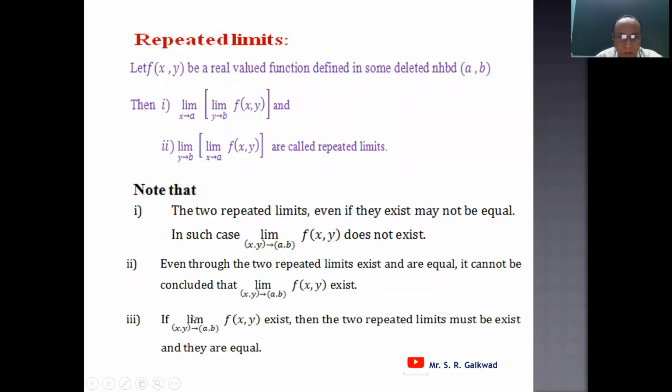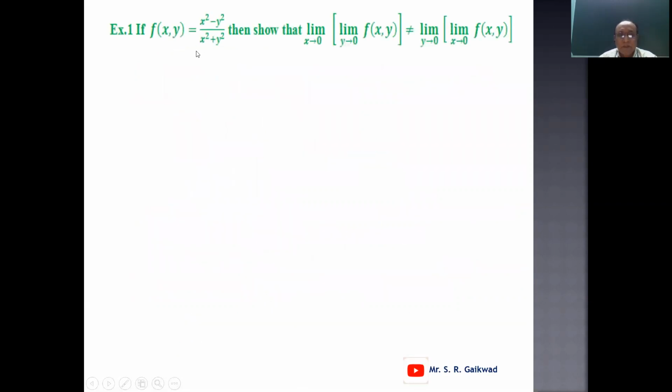Third case, if the limit as (x, y) tends to (a, b) of f(x, y) exists, then the two repeated limits must exist and they are equal. It means if the simultaneous limit of the function f(x, y) exists, then the repeated limits exist and they are equal. These are the definition of repeated limits and some standard conditions. Now we take examples on repeated limits.